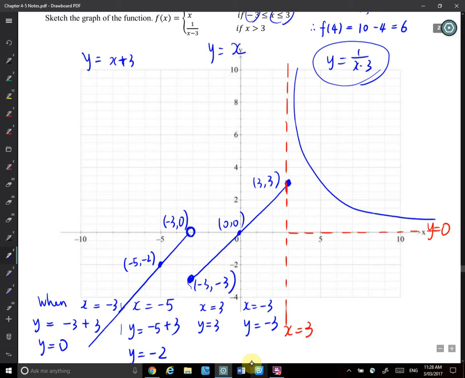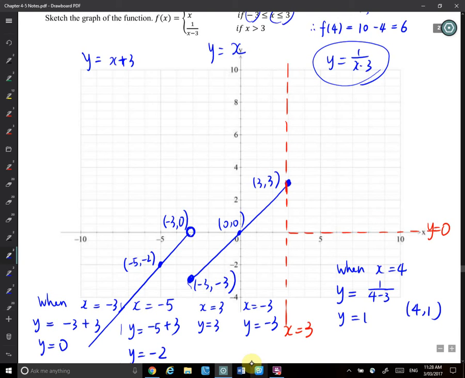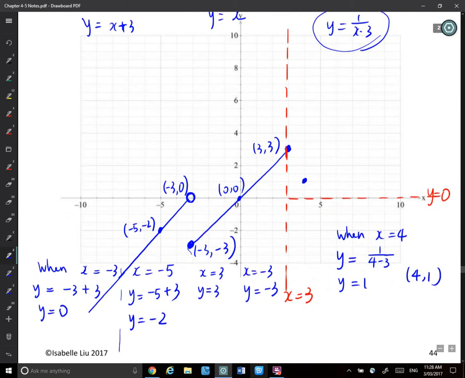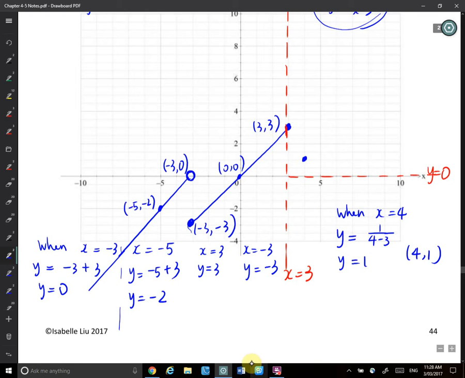So let's say when x equals 4, I randomly put 2 points in. It doesn't matter which you put in. And y gives me 1, so 4, 1 will be 1 point. When x equals 5, y equals 1 on 5 minus 3, so y equals 1/2. So 5 and 1/2 will be another point.